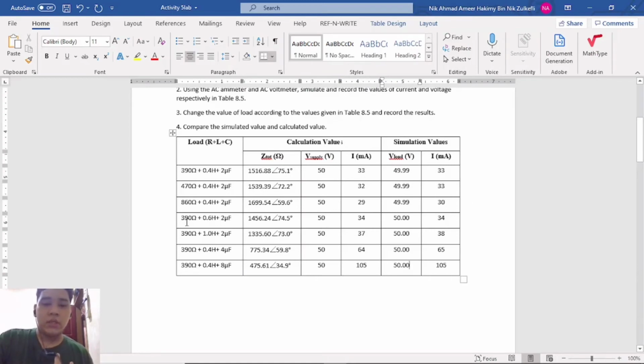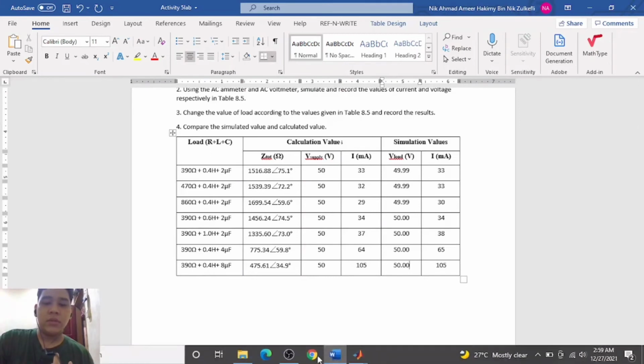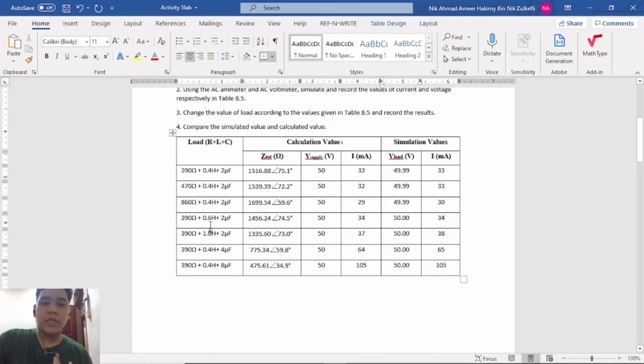Next, we use the same value of resistance, but we change the value of the inductor to 0.6 Henry. We get the value for VLOAD equal to 50 and the value for current equal to 34 milliampere. Next, the simulation is repeated by changing the value of the inductor again to 1.0 Henry. The value for VLOAD is still 50, but for the current we get 38 milliampere.